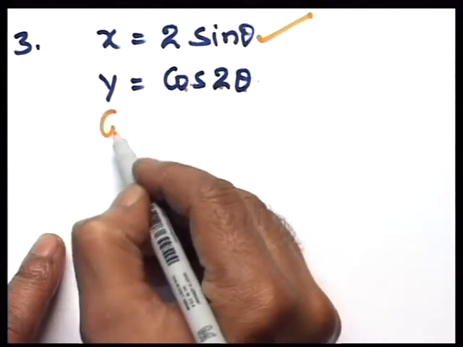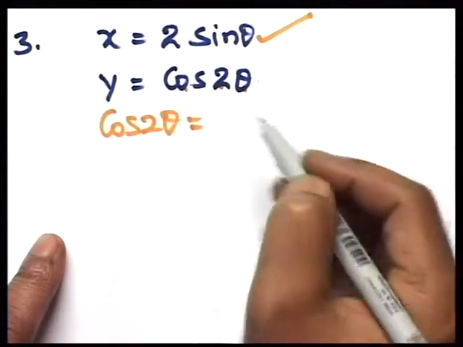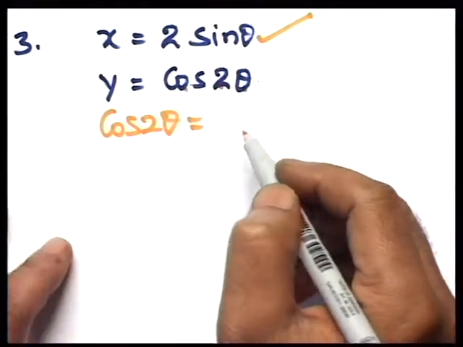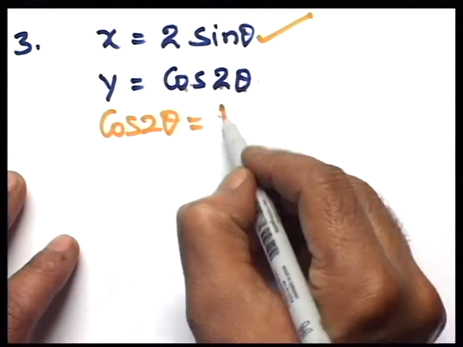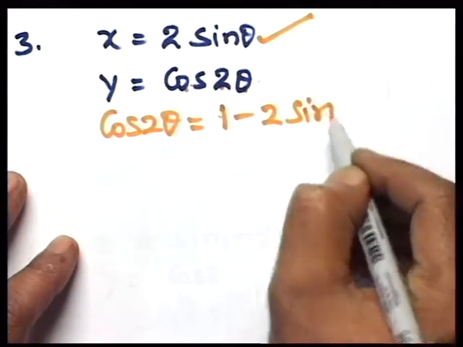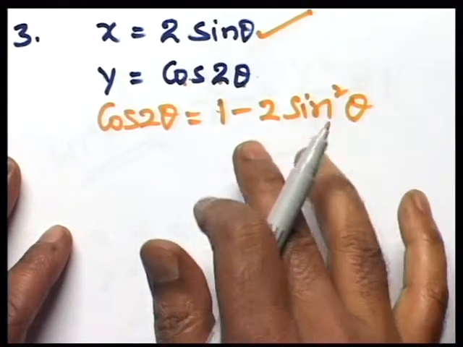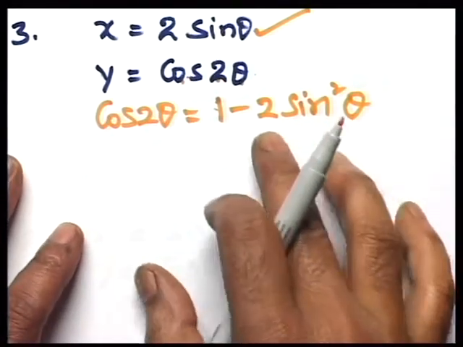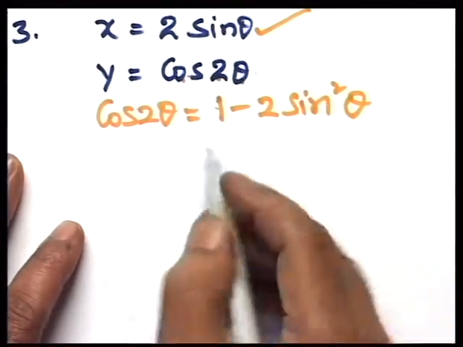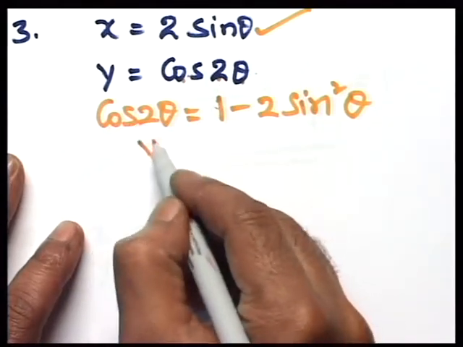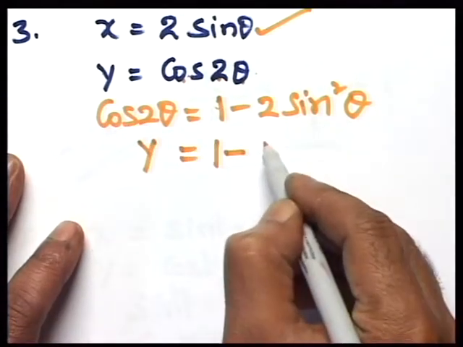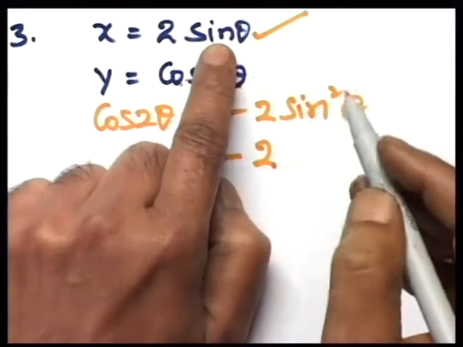Cos 2 theta, double angles. Cos 2 theta, right? You can express in terms of sine. It's 1 minus 2 sine squared theta. If you go and check, they are very important. Write them at one place, so it's handy. Now, y equals 1 minus 2 sine squared theta there.